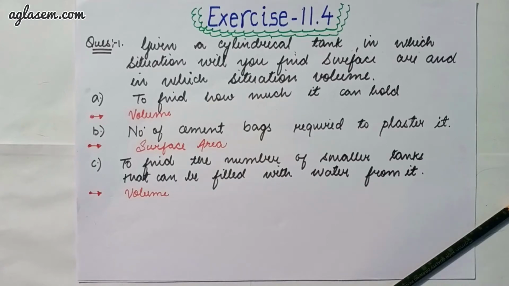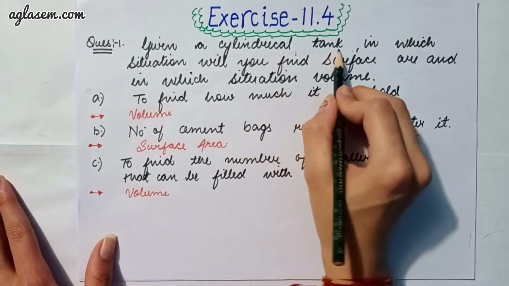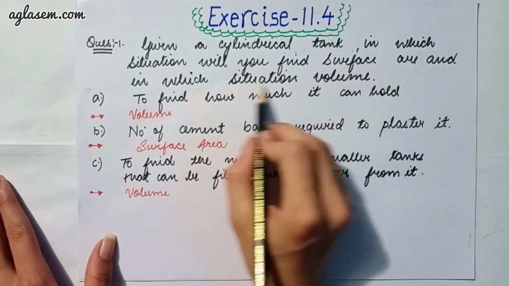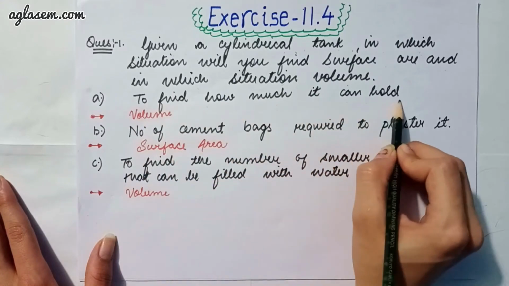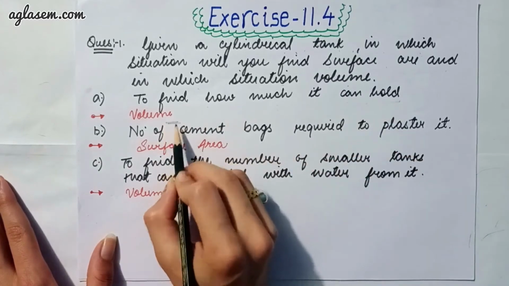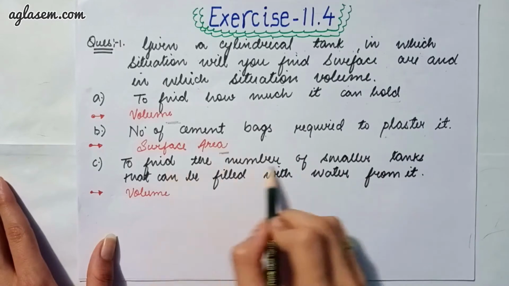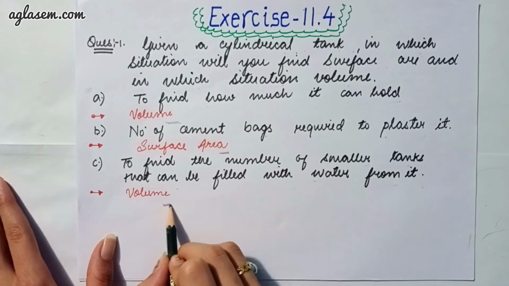Today we will be covering chapter 11, that is mensuration. Starting with the first question of our last exercise 11.4, which says, given a cylindrical tank, in which situation will you find the surface area and in which situation volume? First of all, how much it can hold, that is volume. Number of cement bags required to plaster it, that is surface area. To find the number of smaller tanks that can be filled with water from it, that is volume.